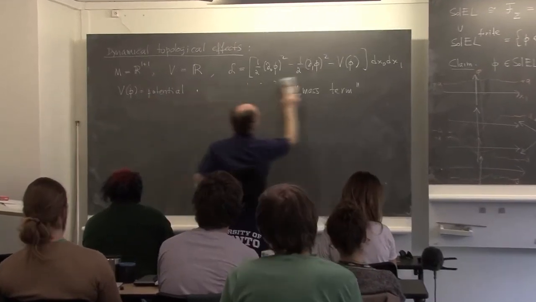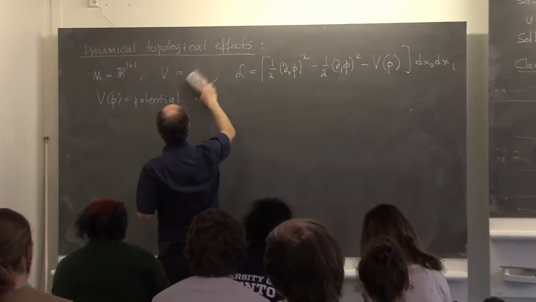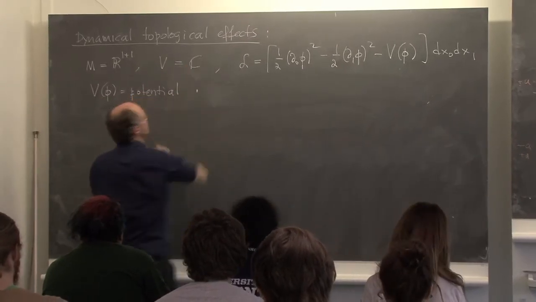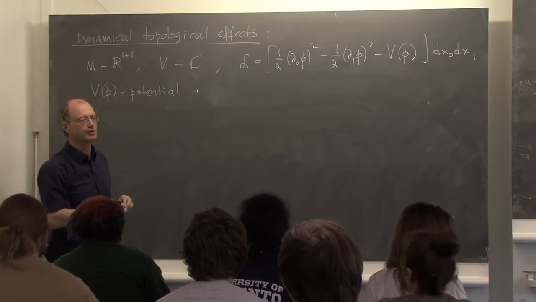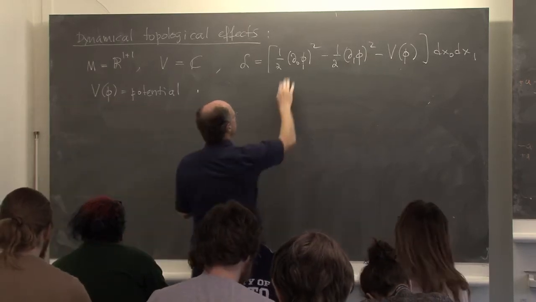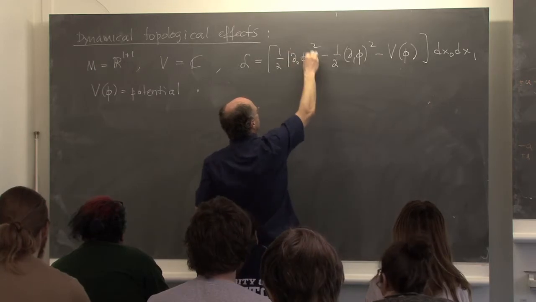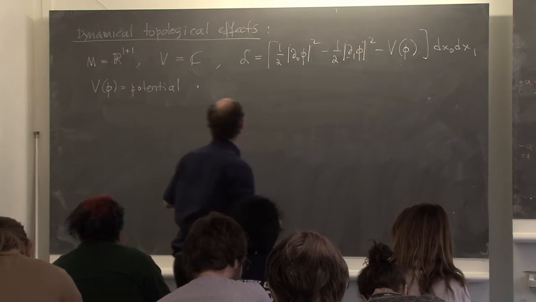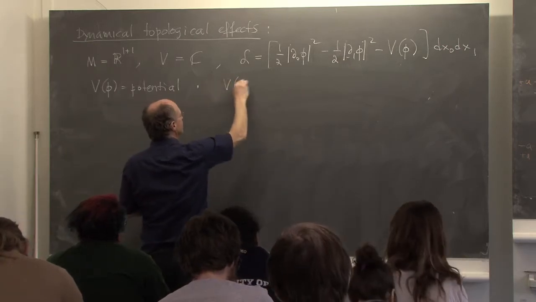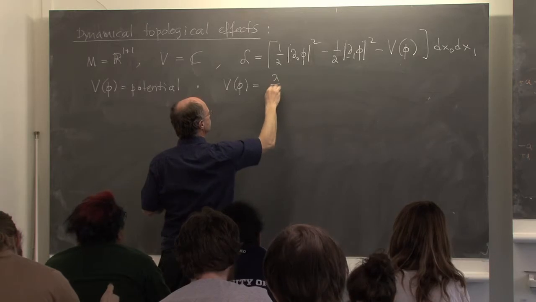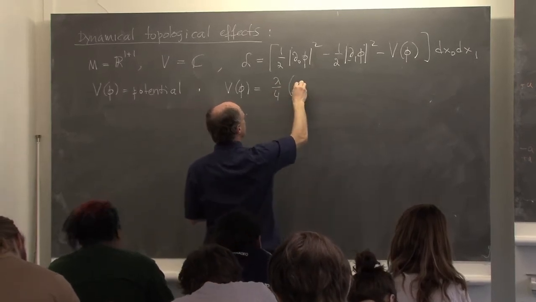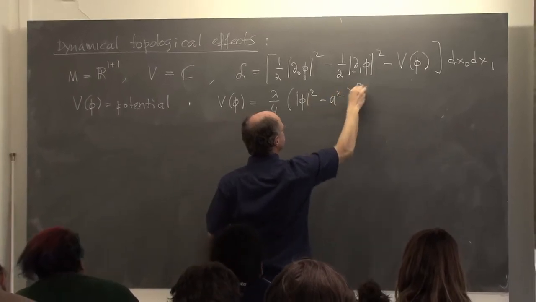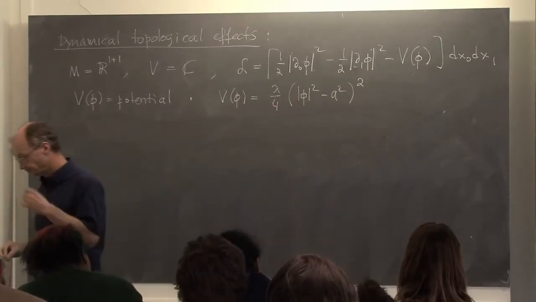And what about a complex scalar field? So I replace a real scalar field by a complex scalar field. So here I should replace brackets by absolute values. And V of phi, again, will be lambda over 4, now, phi square minus a square, squared.